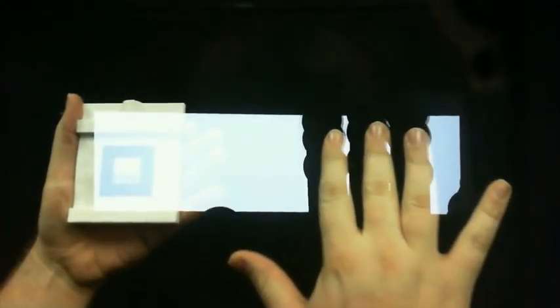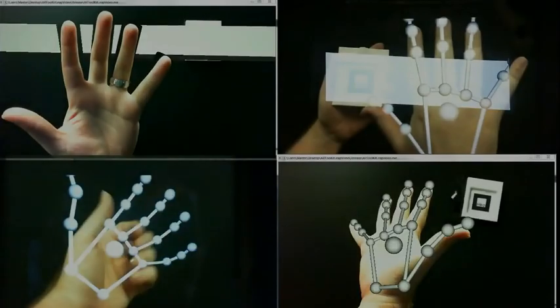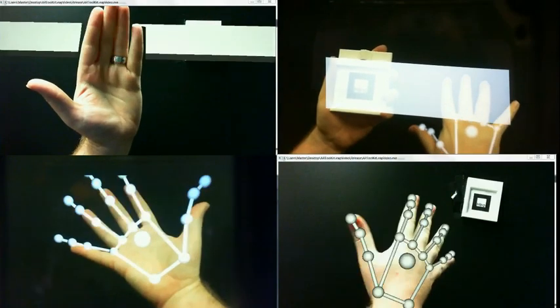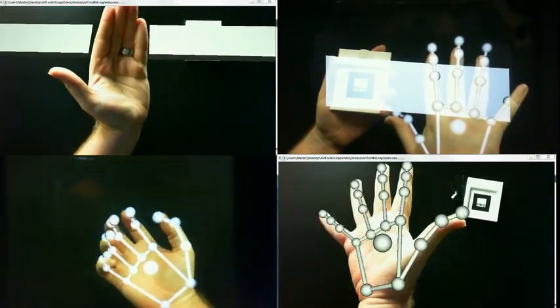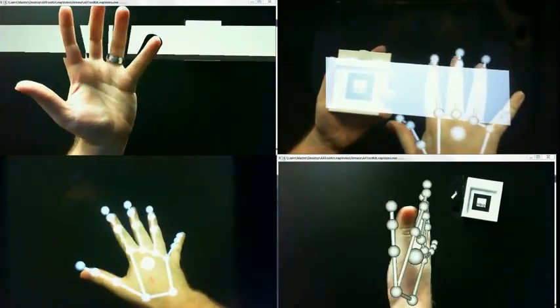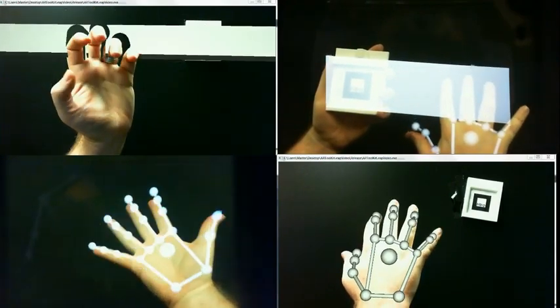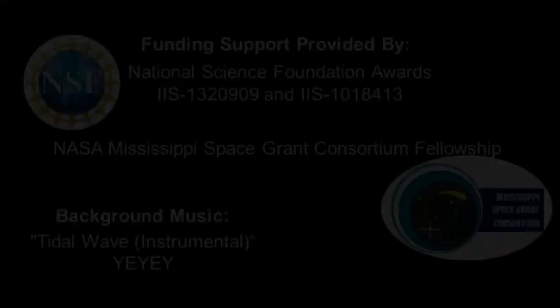Given the growing prevalence of hand and depth sensing technologies in the consumer market, we believe that the calibration and interaction techniques we've showcased will become essential aspects in the development of novel AR applications for the next generation of head-mounted displays.